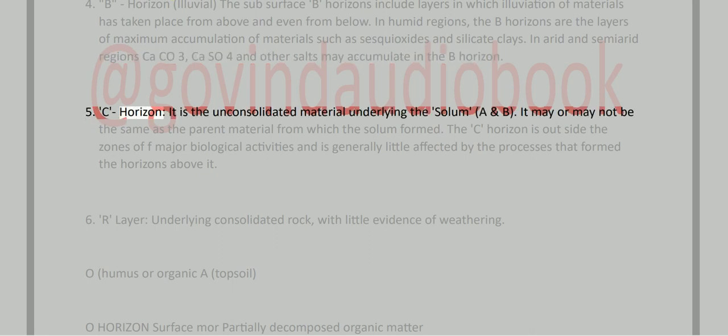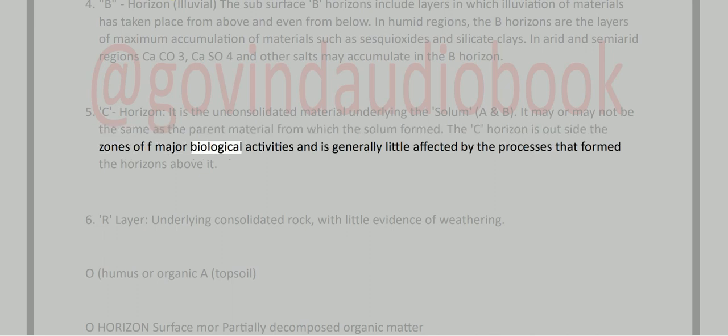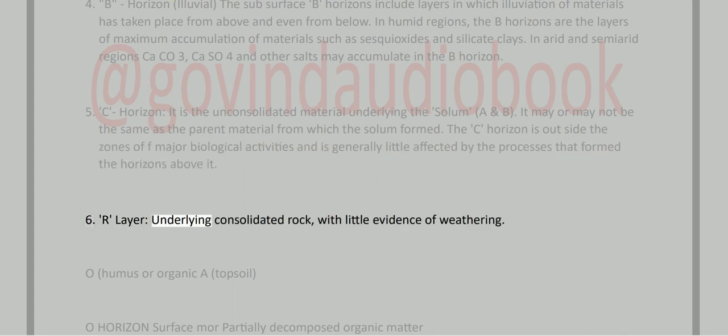5. C horizon. It is the unconsolidated material underlying the solum, A and B. It may or may not be the same as the parent material from which the solum formed. The C horizon is outside the zones of major biological activities and is generally little affected by the processes that formed the horizons above it. 6. R layer, underlying consolidated rock, with little evidence of weathering.